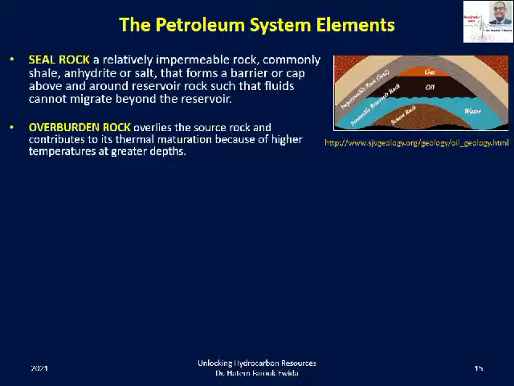After that, we'll talk about the seal rock and overburden rock. The seal rock is the vice versa of the reservoir rock. It's a type of rock that could be sedimentary or any other type of rock, but it is impervious. Okay, so it has no porosity or permeability. Like, for example, the shale rock.